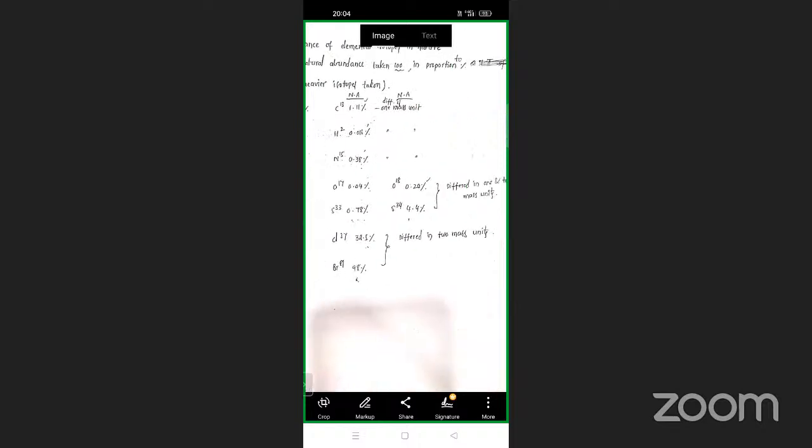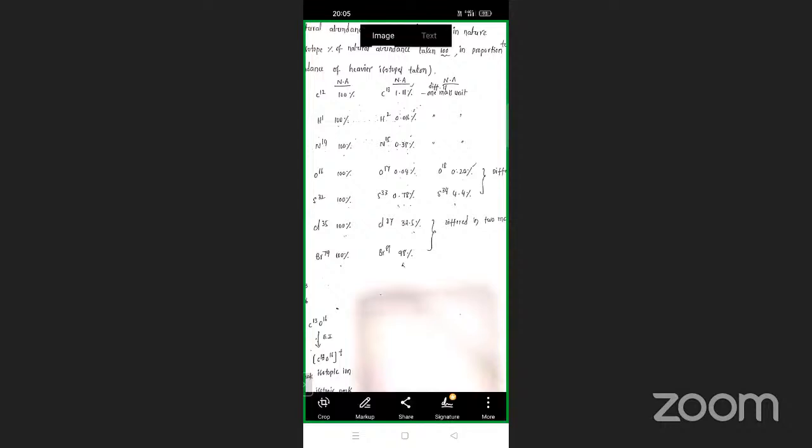And chlorine 35, Cl35 is 100%, and Cl37 is 32.5%. Okay, it carries only one isotope. Chlorine is having one isotope here with the two mass difference. Okay, with the two mass difference here. Cl35 is 100%, and Cl37 is 32.5%.